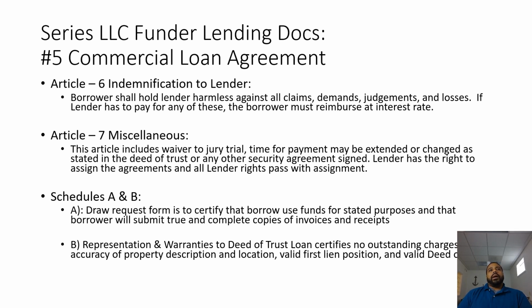It also identifies the accuracy of the property description and location. Oftentimes these lenders are out of state, so they're never going to step foot on the property. So they just need to verify that the property description and location is accurate and that their lien is in first position. So if something goes bad, they get the money first.